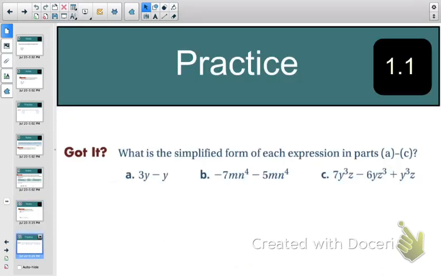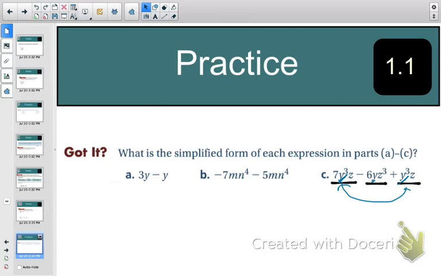Okay, and then this just wants you to go through and simplify. So I'll look at C with you. So if we look at this, we have 7y cubed z, we have 6yz cubed, and then we just have y cubed z here. So they have the same variables, y and z, but they have to have the same exponent also. So this one's actually y cubed, this is just y, so we can't add those together. But this one is y cubed also, so I can add these two together.